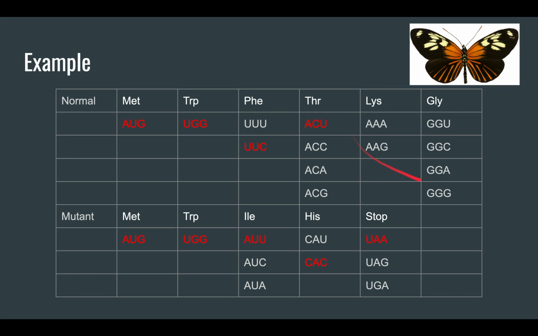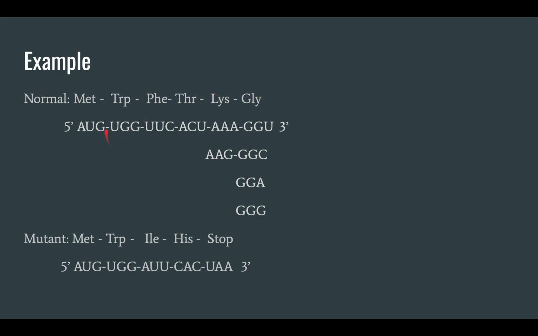We're unable to figure out what lysine and glycine are, only because we have no more codons to compare them to. So we can rewrite this using our 5' and 3' and see that we have figured out most of our codons for our normal strand, and we have figured out what our mutant codon strand is. And again, we're unable to figure out lysine and glycine. That's okay. We don't have anything else to compare it to.